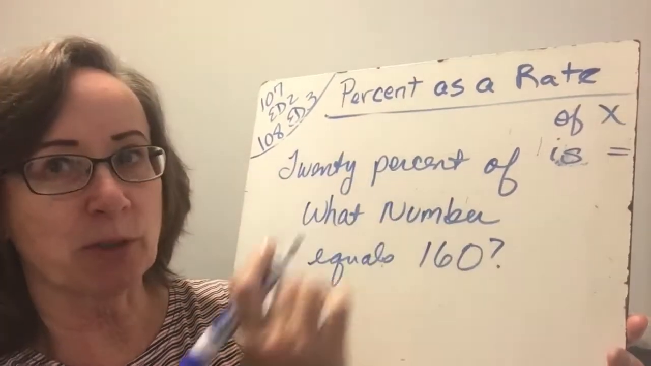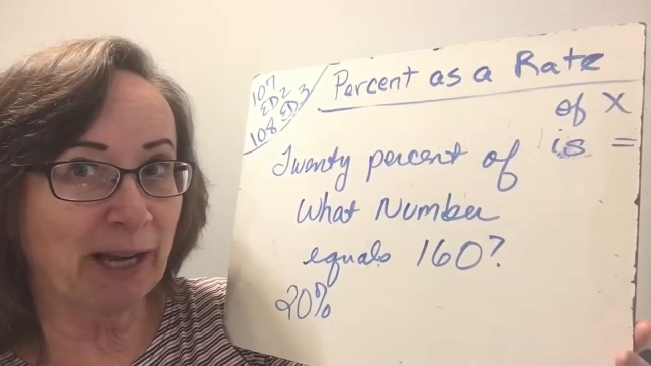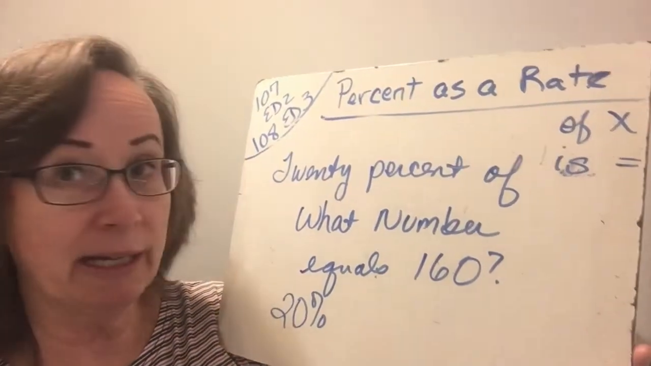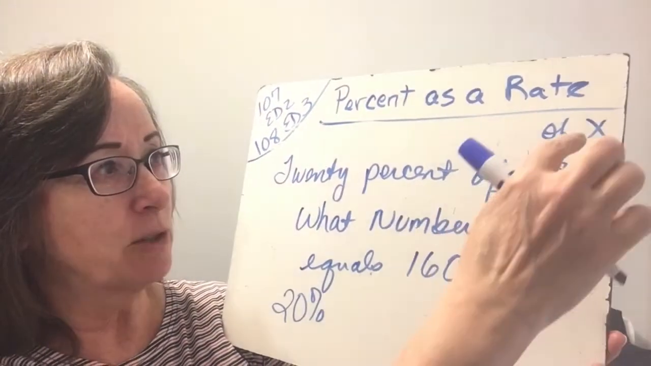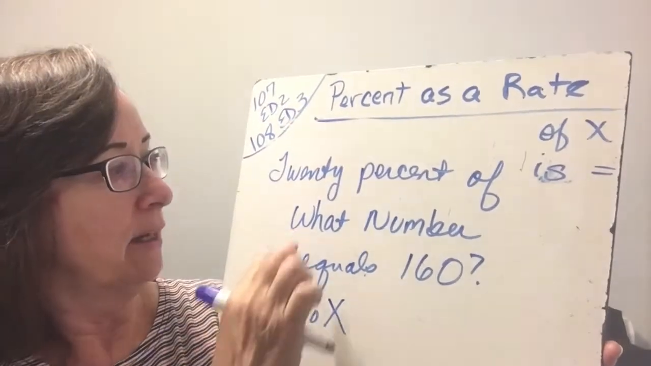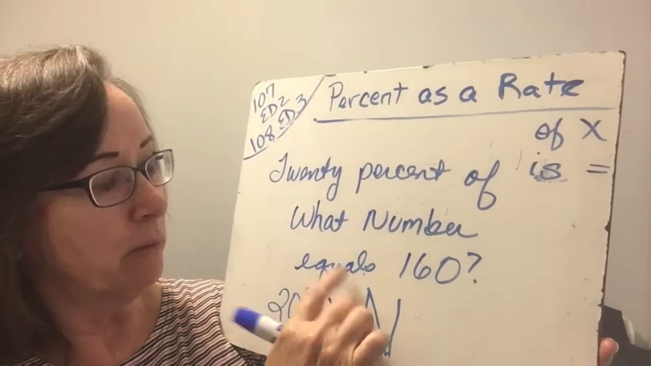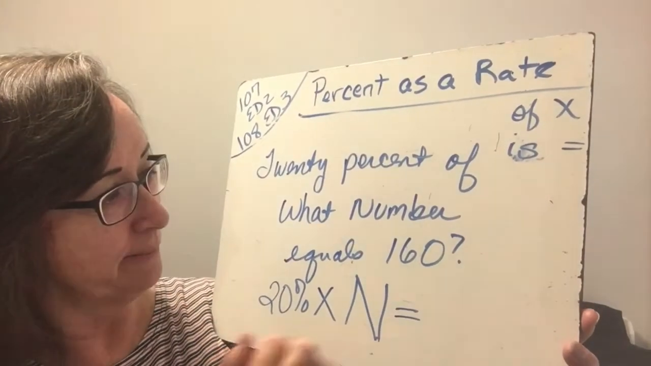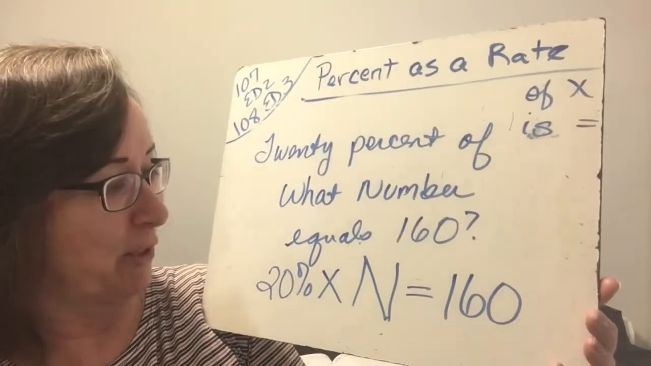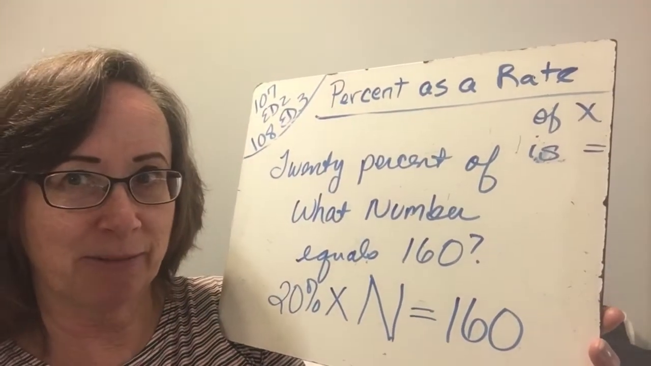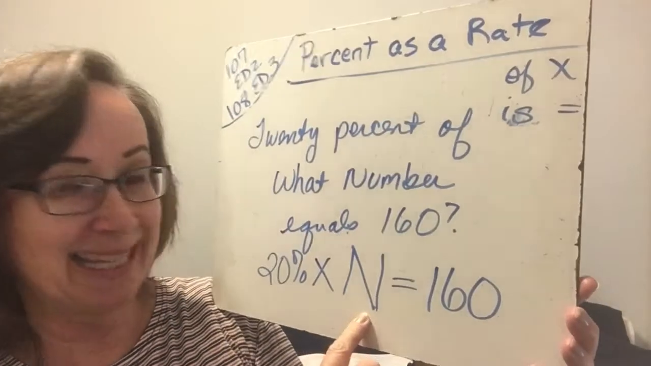So here we go, 20%. Now I can write 20% as 20%, or I could write 20% as 1/5, or I could write 20% as 0.2. So 20% of, so I'm going to replace that with the times sign. What number, I'm going to replace that with an n. Equals, I'll replace that with the equal sign, 160. So I don't really need any kind of equation because I'm making my own equation as I just read the word problem. So now we're trying to find out what n is.